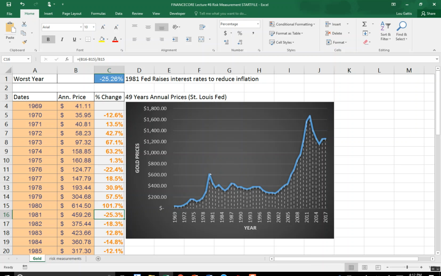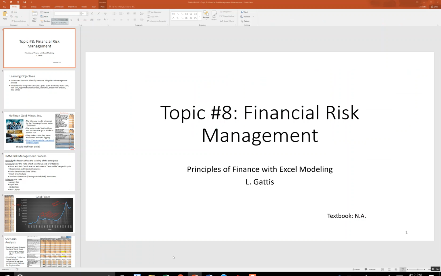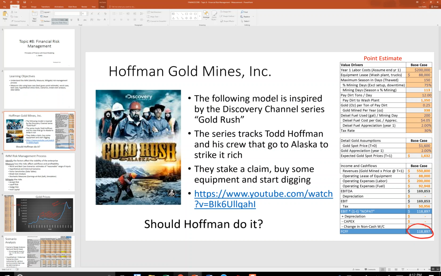So when the Fed decided to raise interest rates, the fear of inflation fell. Also, when you raise interest rates, people decide, wow, why would I hold gold that provides no interest? Maybe I'll move my money into some Treasury bonds that offer high interest rates. Both those factors led gold to plummet by 25% that year. So that could be our worst case. That gives us an idea of how volatile it could be. Let's go ahead and take a look at the risk report that we're going to create. Actually, it's already created for you.